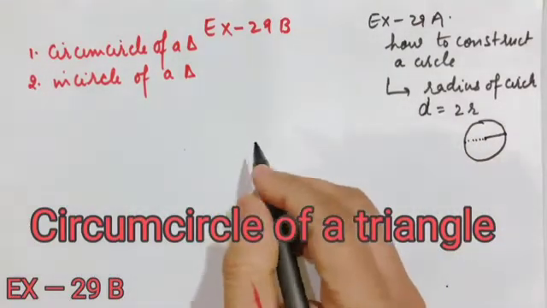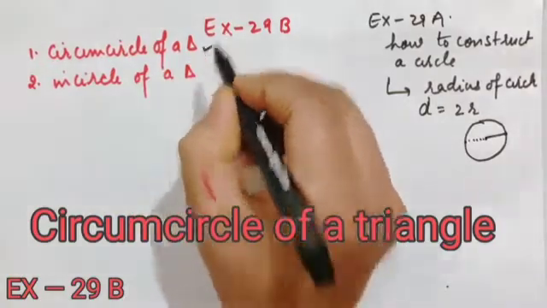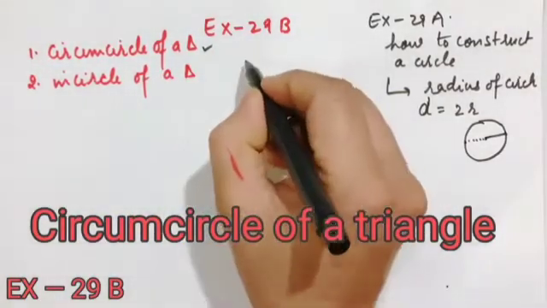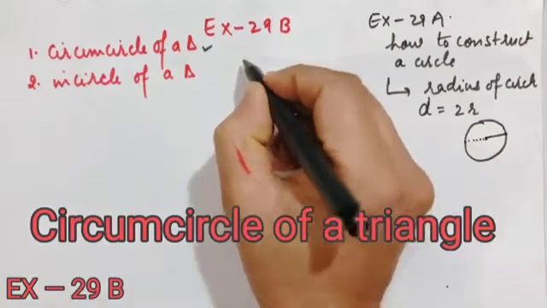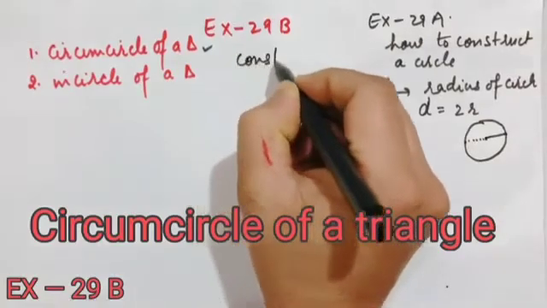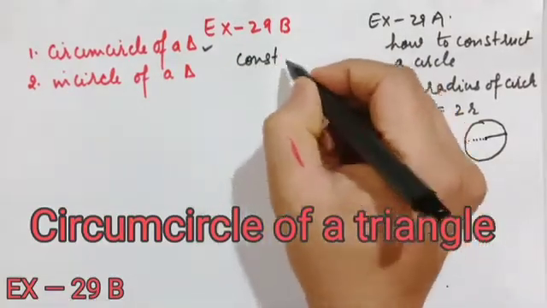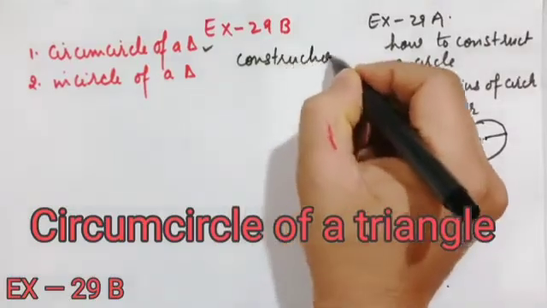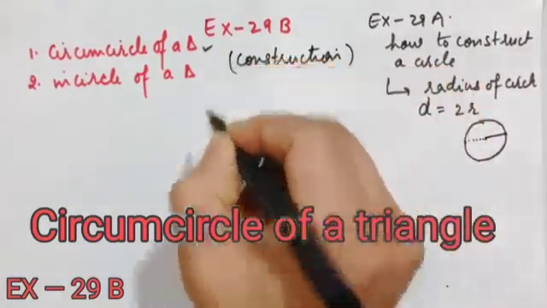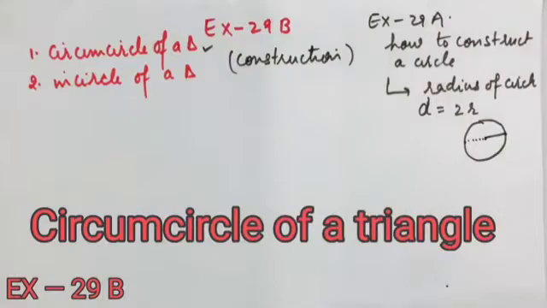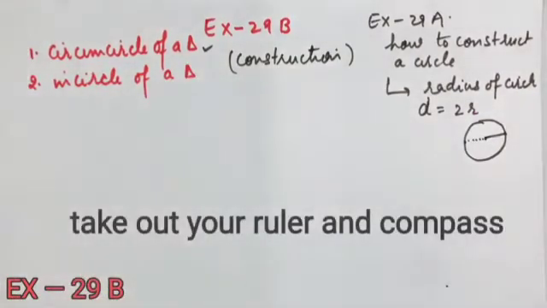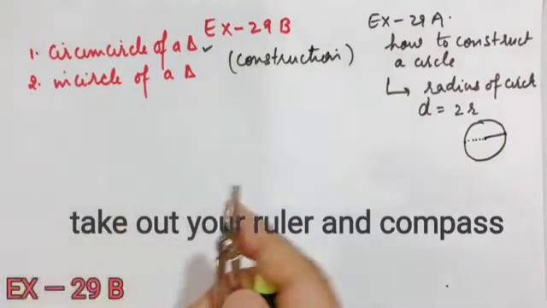Now let us start with the circle of a triangle. We are exclusively dealing with construction. So you need a little patience. Construction of a circle, of circumcircle of a triangle. So what does circumcircle of a triangle actually mean? First you understand this.